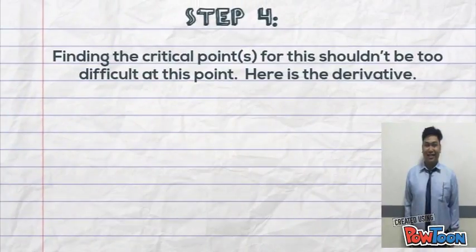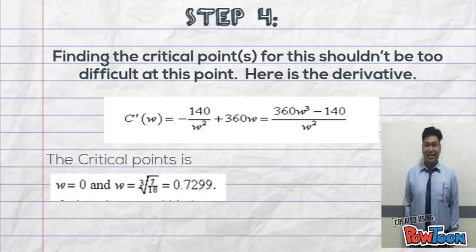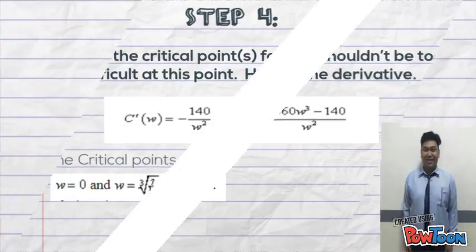Finding the critical points for this should not be too difficult at this point. Here are the derivatives. The critical points are W equals 0 and W equals the cube root of 17 over 18 times 3, which is approximately 0.7299.